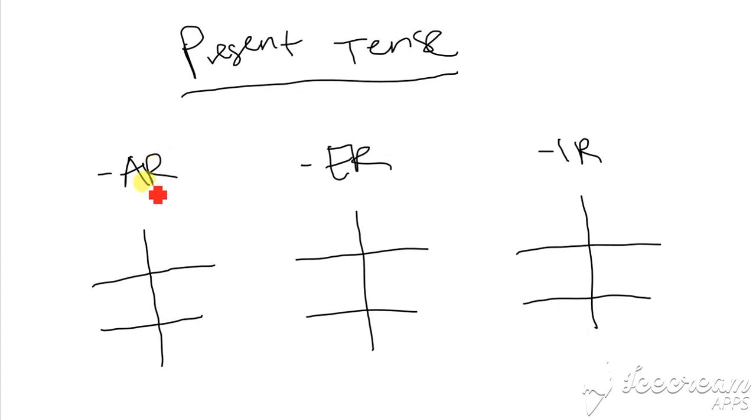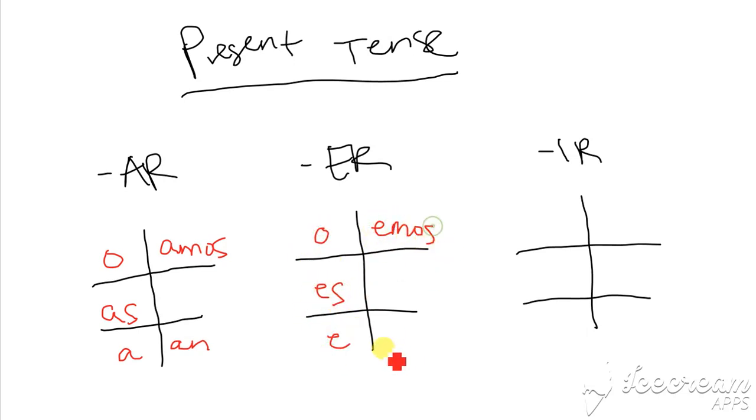Hopefully you remember that there are three verb endings in Spanish, AR, ER, and IR, and the conjugations for yo, tú, él, ella, usted, nosotros, ellos, ellas, ustedes. For AR verbs: o, as, a, amos, an. For ER verbs, o, es, e, emos, en, and for IR verbs, o, es, e, imos, en. So ER and IR verbs are pretty much the same, just the nosotros form is different.